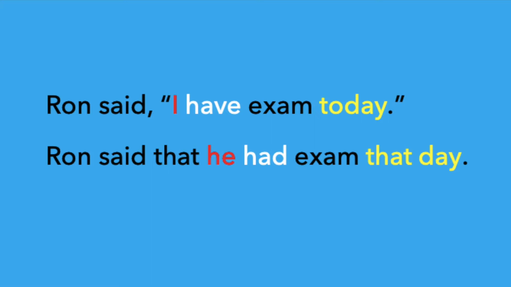When Ron spoke, his words were in the present tense. But when we report those words, we change them into the past tense. This is called backshifting. I mean, "have" becomes "had." Okay, that is the backshifting of the tense. And we also see that the word "today," which is the time expression, has become "that day." These are the 3 changes that we make when we convert a sentence from direct to indirect speech. Now the sentence is, Ron said that he had exam that day.